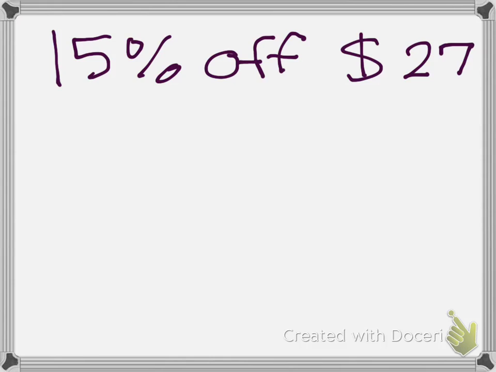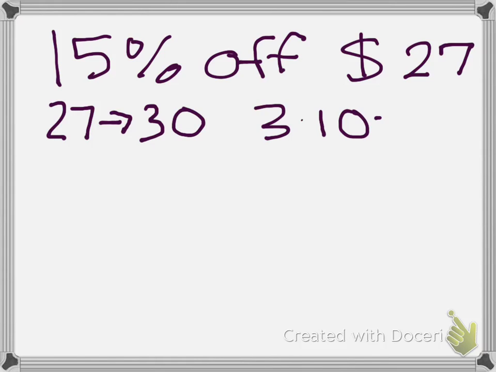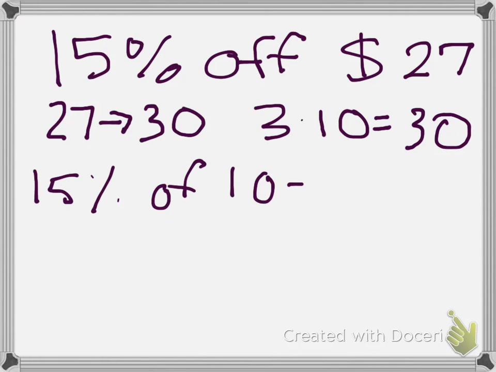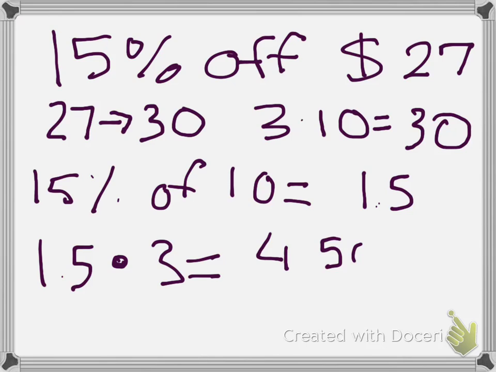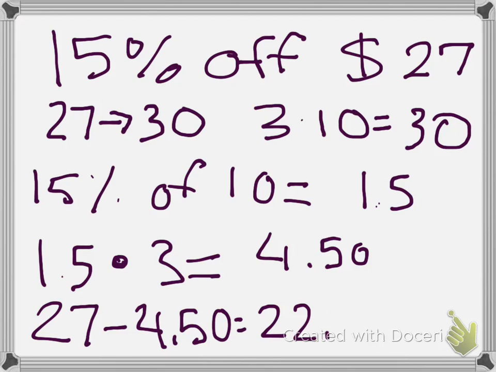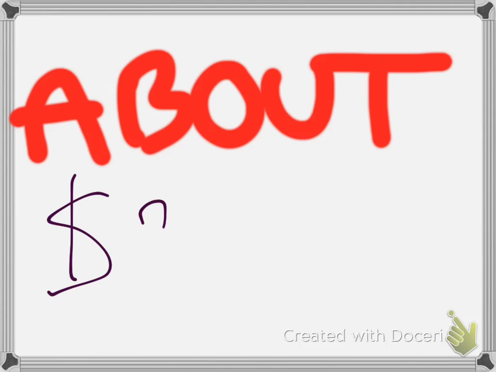What you're going to do is round the 27 to the nearest multiple of 10, which is 30, and 3 times 10 equals 30. So you're going to find the percent off of 10 that number is. 15% off of 10 is 1.5. 1.5 times 3 equals 4.50, and since you're taking it off of the original, you're going to subtract it from the original, which is 27, getting about $22.50. About $22.50.